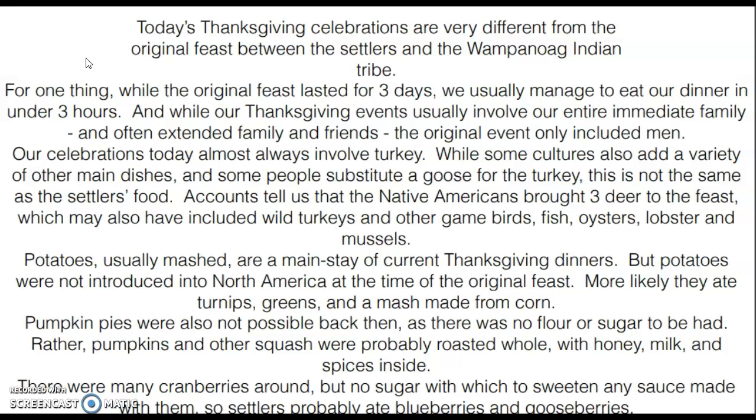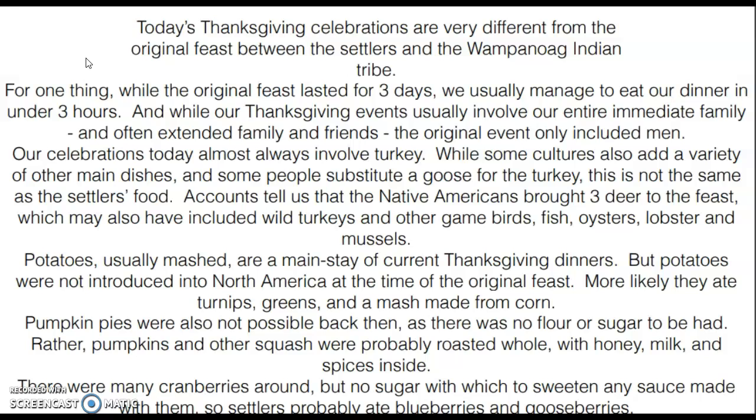While some cultures also add a variety of other main dishes, and some people substitute a goose for the turkey, this is not the same as the settlers' food. Accounts tell us that the Native Americans brought 3 deer to the feast, which may also have included wild turkeys and other game birds, fish, oysters, lobster, and mussels.